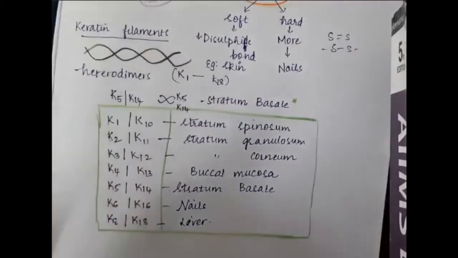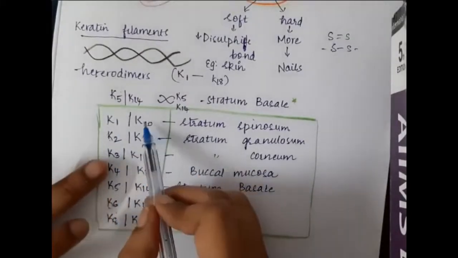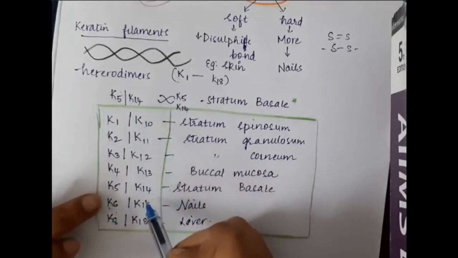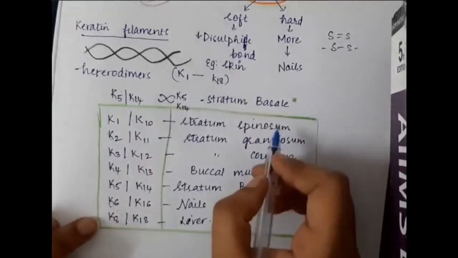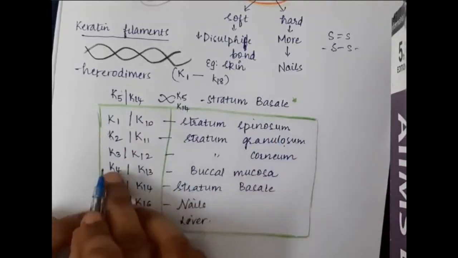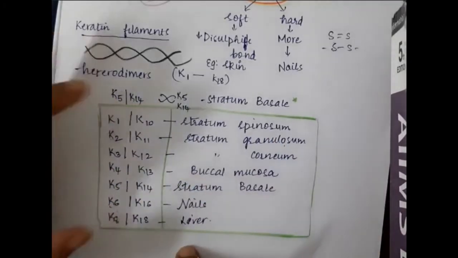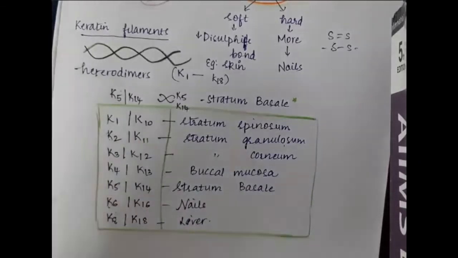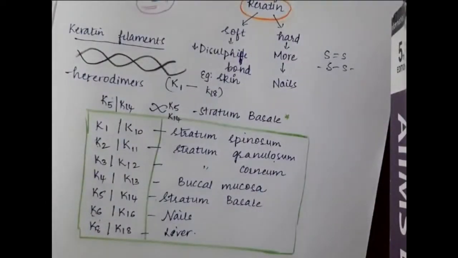This is how I remember it. K6 and K16 will always be nails and K8 and K18 will be liver, and then in reverse: spinosum, granulosum, corneum, basale. You can make any type of mnemonics that you want, and you should remember this. Now, this keratinocyte is derived from ectoderm.